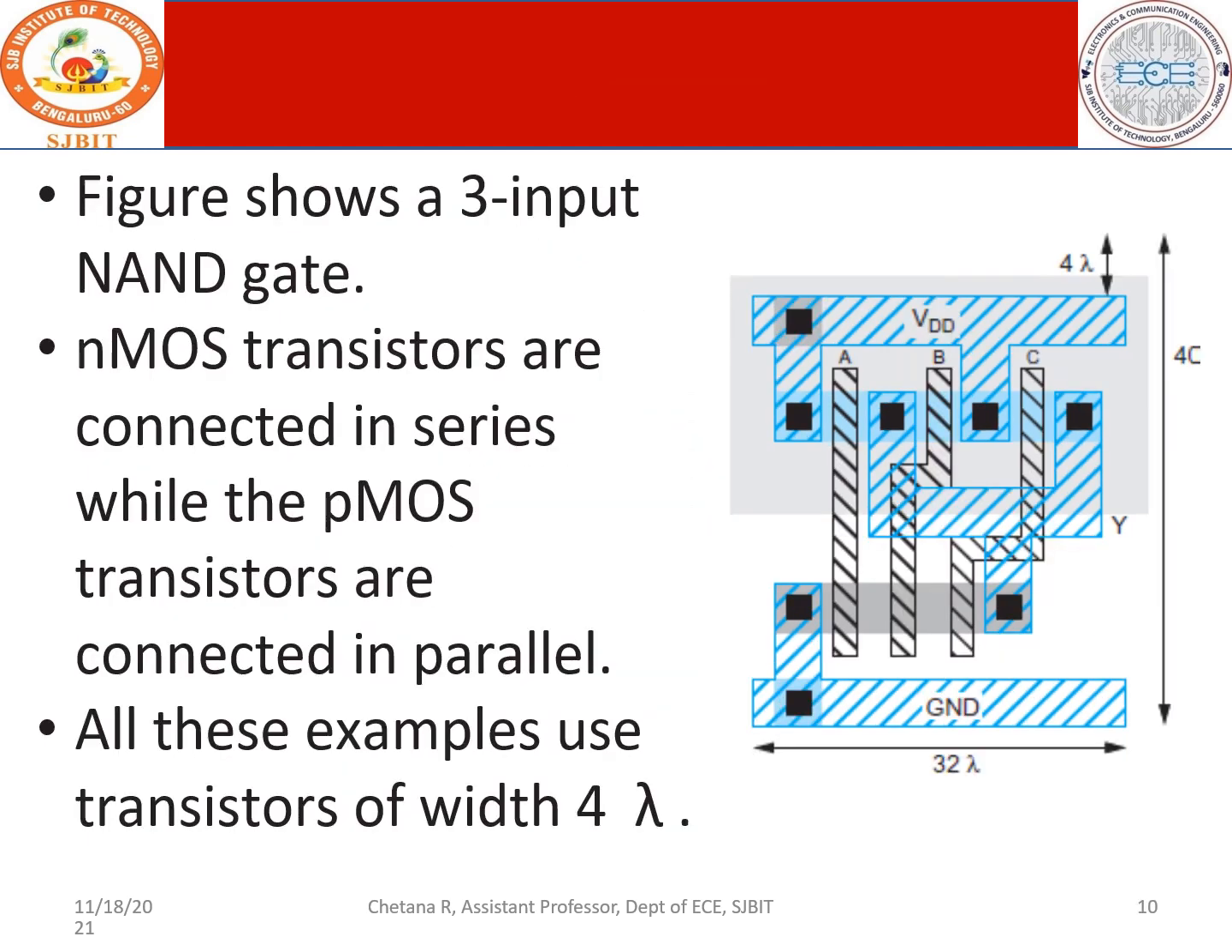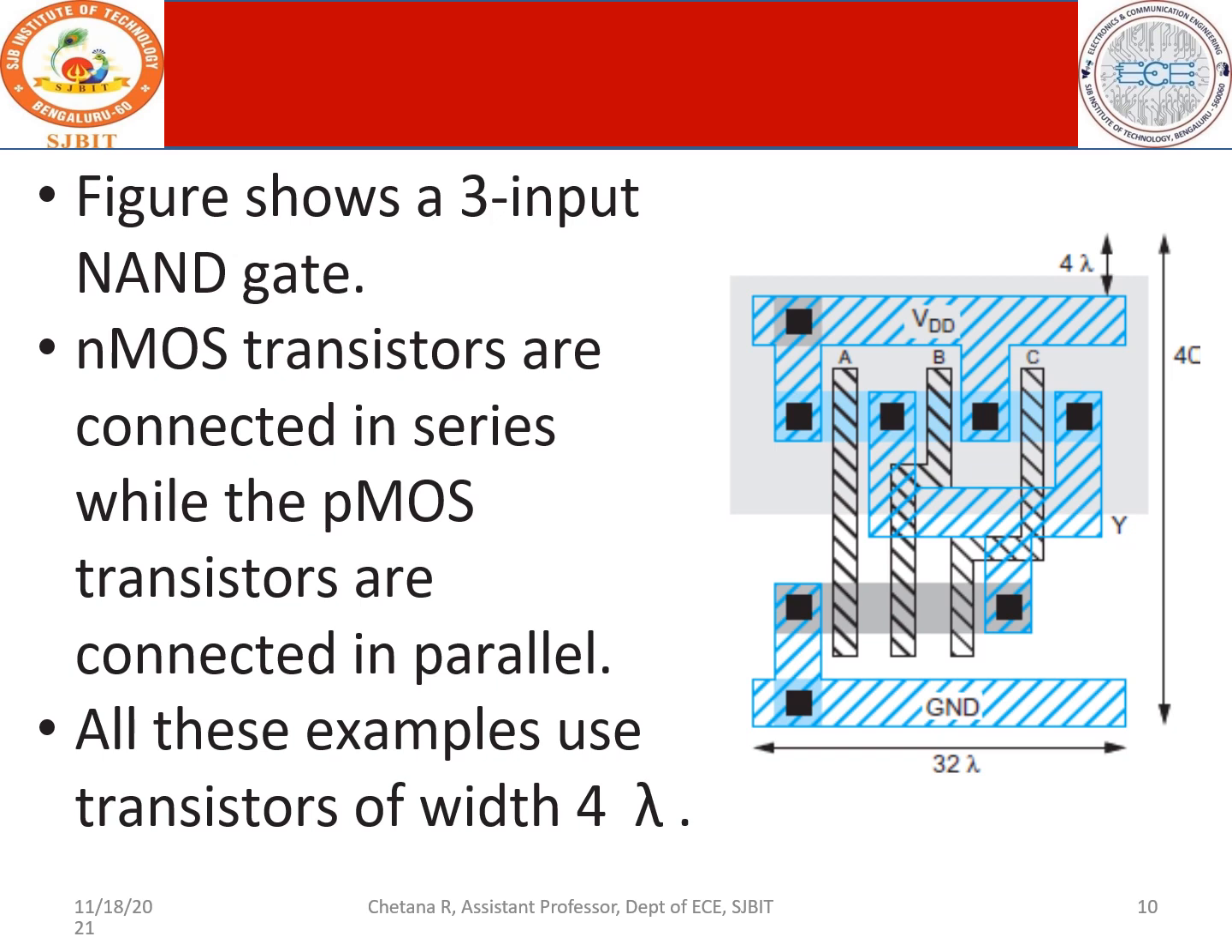Now we have a figure of a 3 input NAND gate. This is your VDD and this is your ground, and there are 3 inputs, A, B and C. When you notice, all the 3 inputs are connected in series: source, drain, source, drain, source, drain. And this is where we finally take the output. So NMOS transistors are connected in series, as I already told, while the PMOS are connected in parallel.